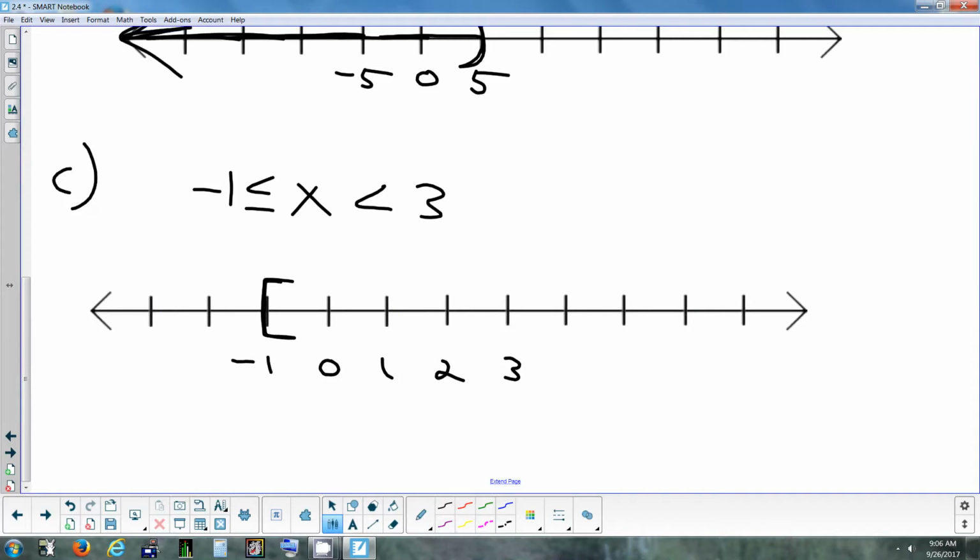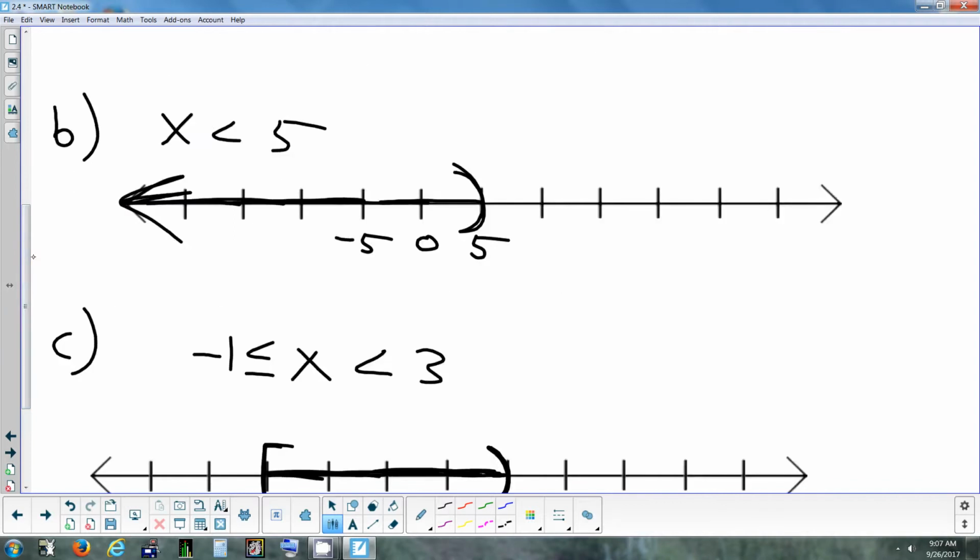So bracket on -1. Sam, what about on 3? Good, parenthesis. And we're going to shade between, and as Dylan said, it doesn't go on forever. So any questions on that one? All right, so not too bad. These are all pretty straightforward so far because the variable was already by itself. You didn't have to do any work to isolate it.